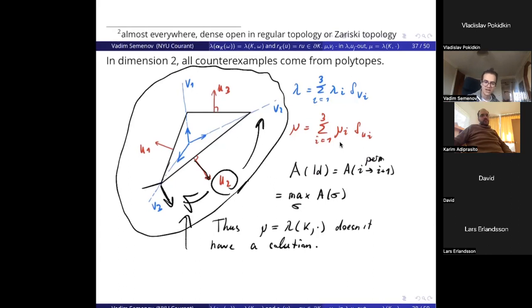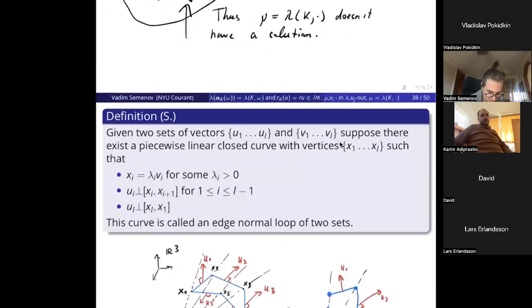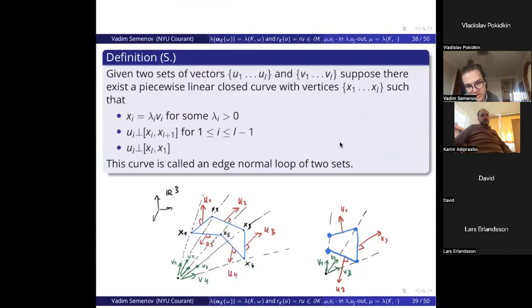And as long as you're forcing this on some kind of loop, it will not be a solution. So we take this two-dimensional idea and we generalize it to higher dimension.